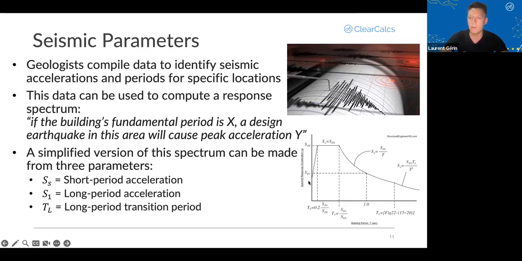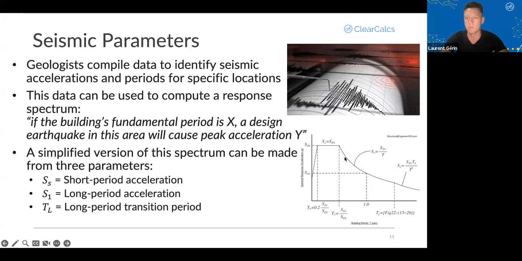On the horizontal axis, it's going to be my fundamental period. I'm just going to pick a random spot. If I'm here, say at a 0.7 second period, on the vertical axis is my acceleration. So I will see 0.7 second, boom, I would expect the acceleration that the building will feel to be this amount here.